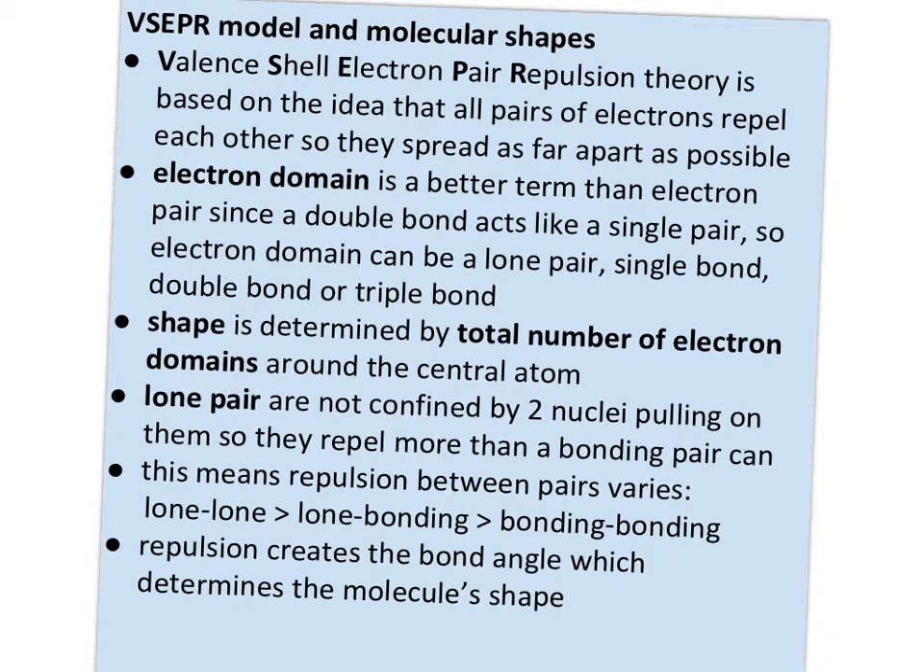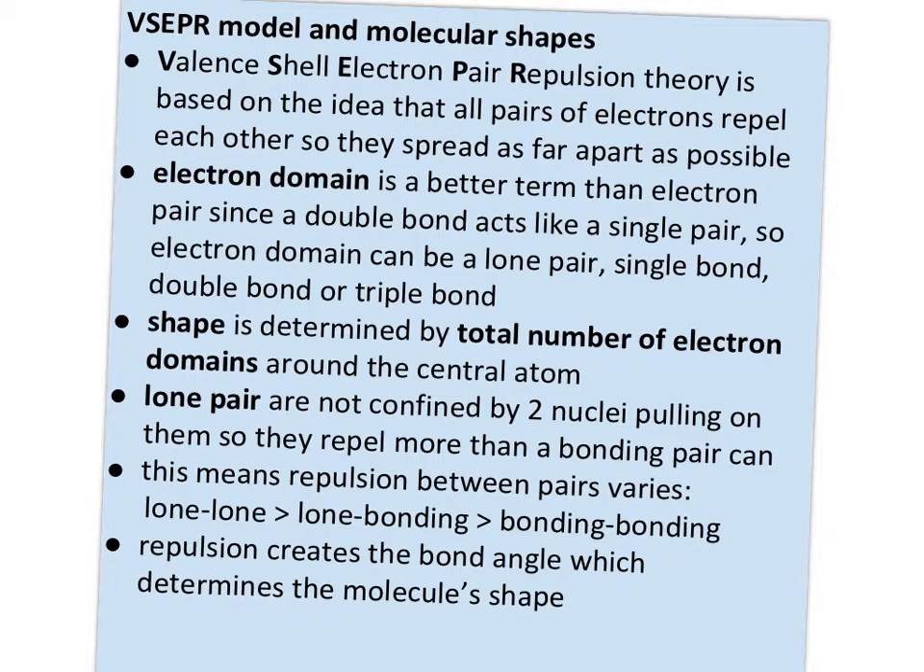The other thing that we need to be reminded of in Chapter 4 is the VSEPR model, or the molecular shapes. VSEPR stands for Valence Shell Electron Pair Repulsion Theory. It's based on the idea that all pairs of electrons repel each other, so they spread as far apart as possible. And that's true for both a lone pair and a bonding pair.